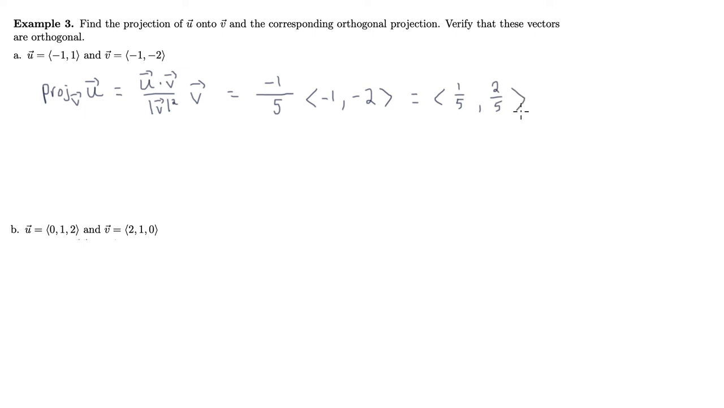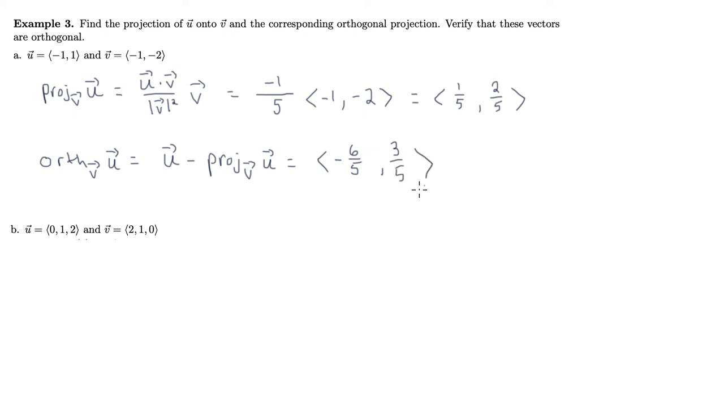Okay, and then what about the orthogonal projection onto v? It's not really onto v, it's onto the orthogonal direction of v. Well, that's just going to be u minus the projection onto v, which is, so negative 1 minus 1/5, that's minus 6/5. And then 1 minus 2/5 is 3/5.